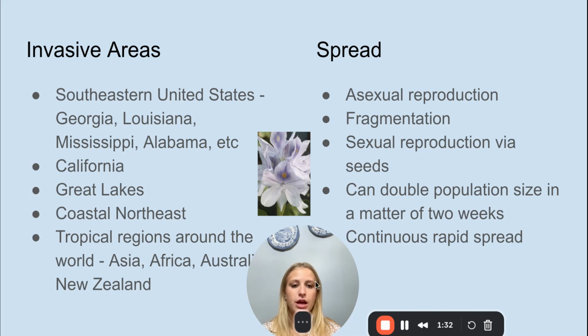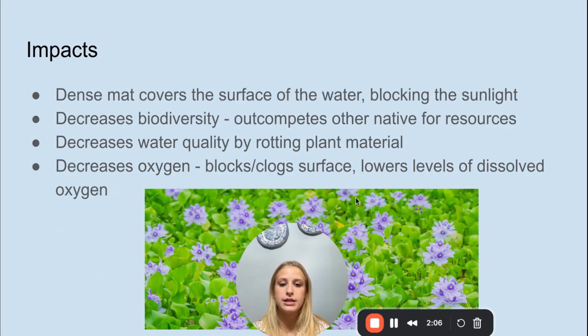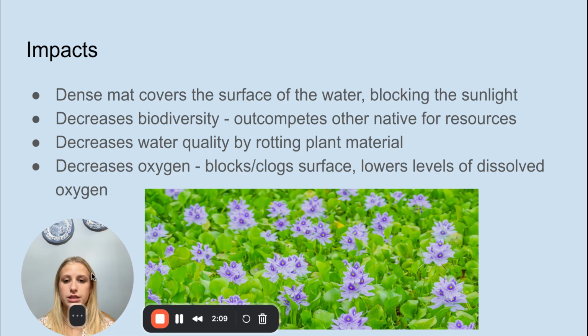They spread asexually and by fragmentation. Also, sexual reproduction by seeds because it does produce seeds, and then the water carries the seeds down the stream by like the wind and the rapid and just the flow of the water. And so then that's how it spreads down the water, and then it can double its population size in 2 to 3 weeks. It can double, so it's continuously rapid spread.